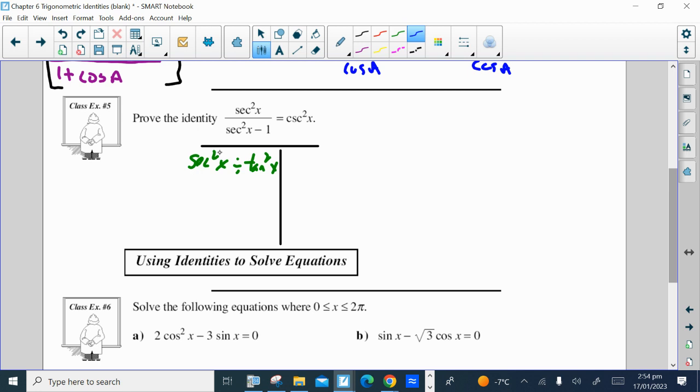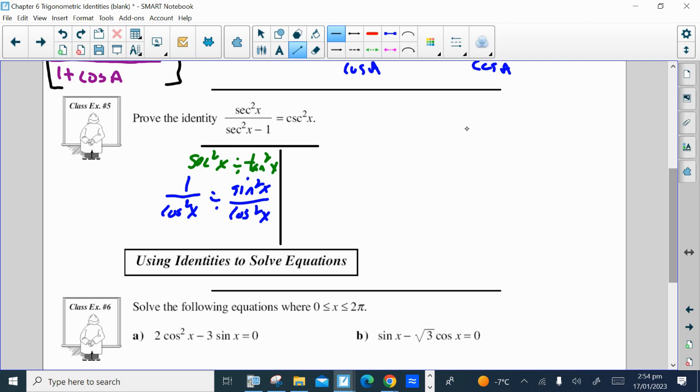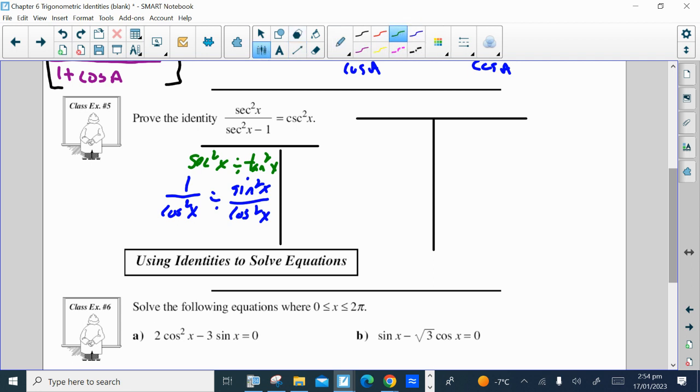So the next thing I might do here is I'll put these two parts into primary trig ratios. Secant is 1 over cos, and that's divided by tangent, which is sine squared over cos squared. And then if I continue over here, the right side is cosec squared x. On the left side, I'm dividing one fraction by another. We know that we can divide fractions by multiplying by the reciprocal. I'm going to do that.